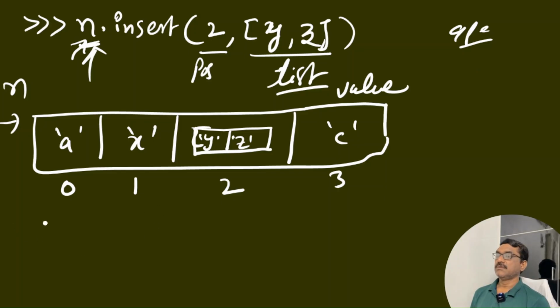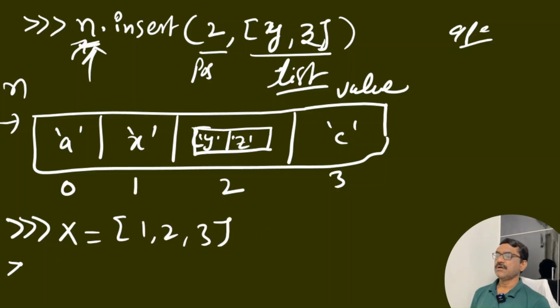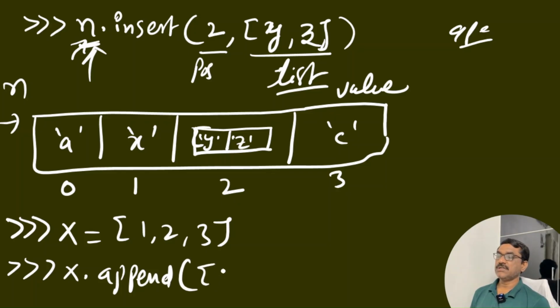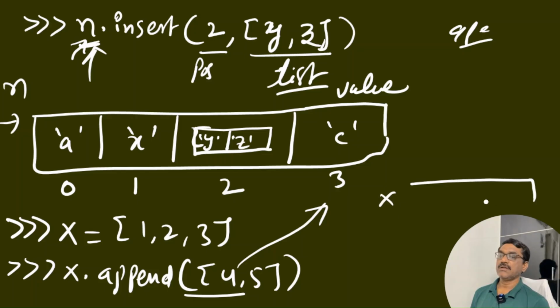Now, if I say, for example, at the Python shell, I'm taking a new list x, x is equal to, for example, assume that I have 1, 2, 3. This is the list. Now assume that I'm using the method x dot append. Instead of inserting a value, I'm going to insert a list like this, 4, 5. This is also valid.